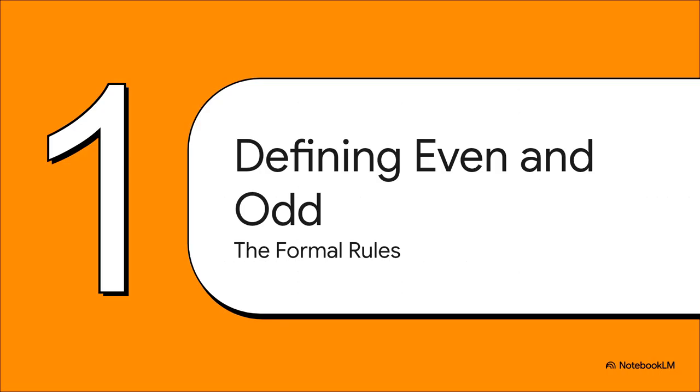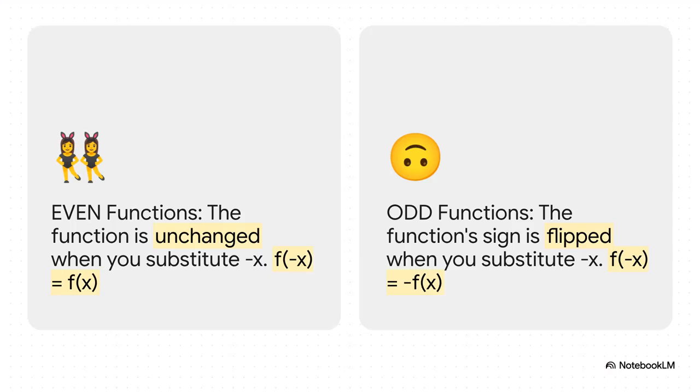Okay, so that exponent trick is a great place to start, but to really get what's going on under the hood, we need to look at the formal rules. This is the math that actually explains the magic behind that symmetry. So here's the bottom line. There are two main identities. A function is even if you can plug in a negative x and you get the exact same function back. Nothing changes. On the other hand, a function is odd if you plug in a negative x and you get the entire original function, but with its sign flipped. Every single plus becomes a minus and every minus becomes a plus.